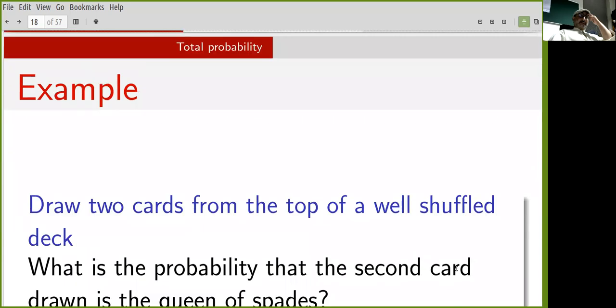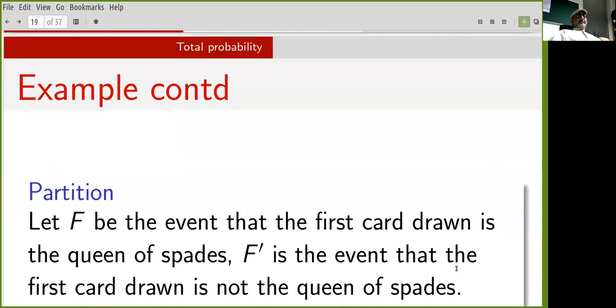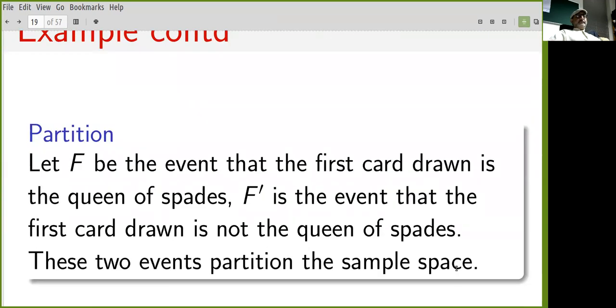Now, how would you do this problem using this idea here, this formula here? Well, in order for the second card to be the Queen of Spades, if the first card is the Queen of Spades, then the second card won't be the Queen of Spades, right? And so we can partition the sample space for this by saying F is the event that the first card drawn is the Queen of Spades. Then the complement of F is the event that the first card drawn is not the Queen of Spades.